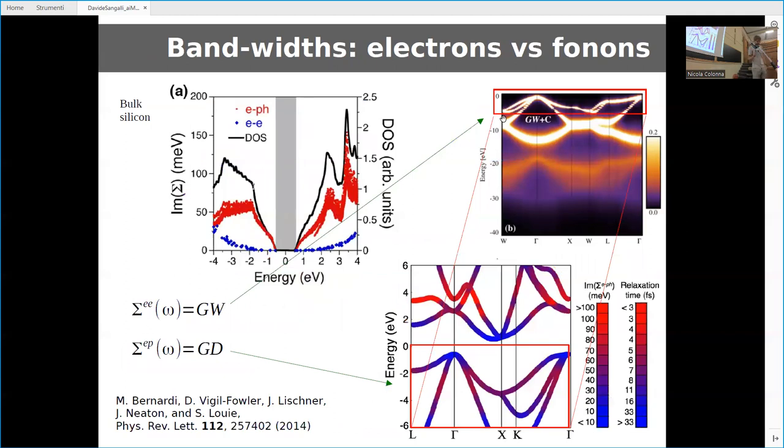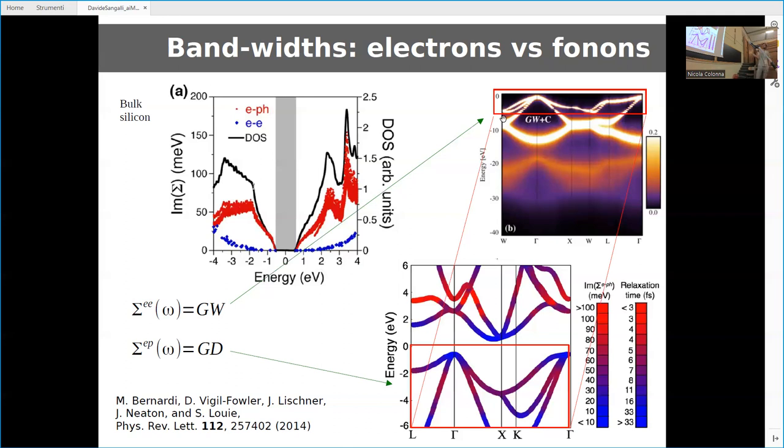Now, this is about satellites. Instead, what about the lifetimes? So in this plot, which you have seen, there is also a line width for the GW bands, GW plus cumulant bands. And you see that going down in energy, the line width increases a lot. And one of the reasons is that this electron-electron self-energy, GW, has a line width which increases quadratically with the energy moving away from the bottom of the conduction band or the top of the valence band. But instead, when you are nearby the top of the valence band, for example, these lifetimes are usually pretty small.